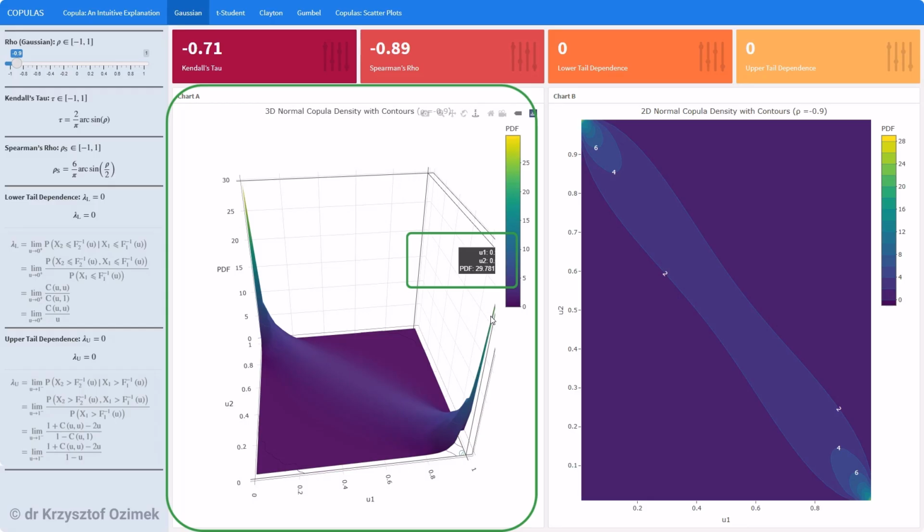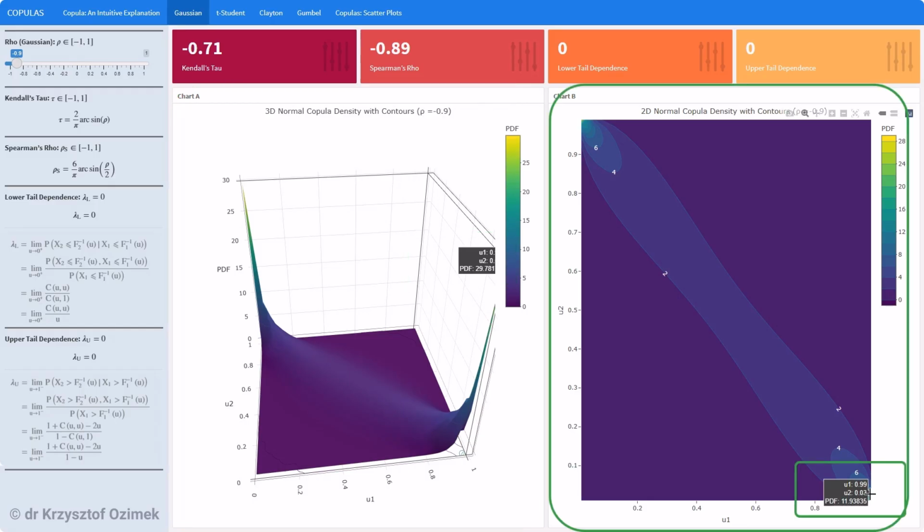A similar effect is visible in the opposite corner, where U1 is around 1 and U2 is close to 0. This can be seen quite clearly, but it may be even more evident in Chart B, which shows the contour plot. In Chart B, it is perhaps more noticeable that when U1 is close to 1 and U2 is close to 0, we have relatively high PDF values. This type of copula models negative correlation between the variables. In the contour plot, we can see how these contours are distributed. They align along the diagonal, stretching from the bottom right corner to the top left corner.